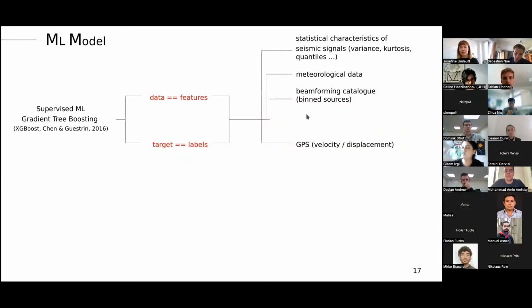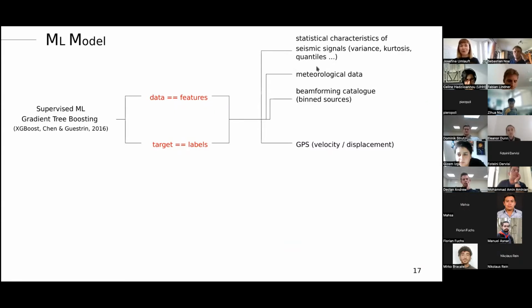And what we did, analogous to the studies before in the lab and in the tectonic environment, is that we used statistical characteristics of the seismic signal. So we took our continuous noise record, used a moving time window, and for each time window, we computed statistical characteristics such as variance, kurtosis, different interquantile ranges, the mean, the skewness, and so on and so forth. And we did that for multiple frequency bands.